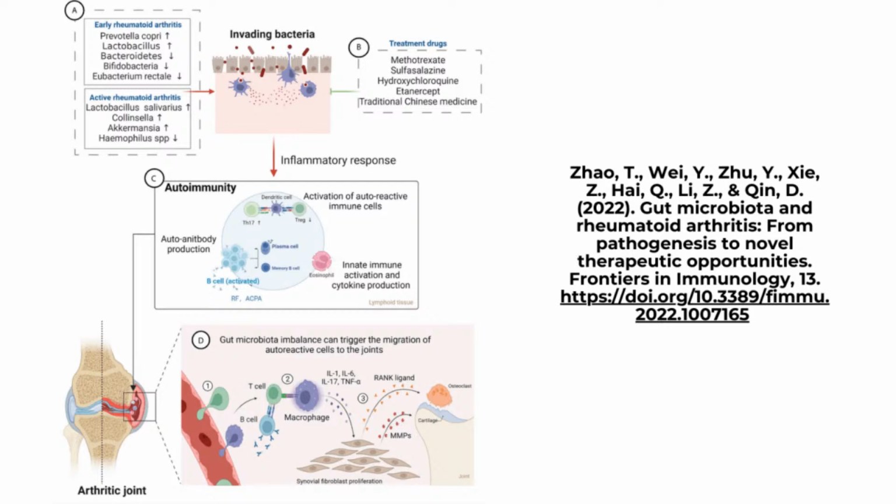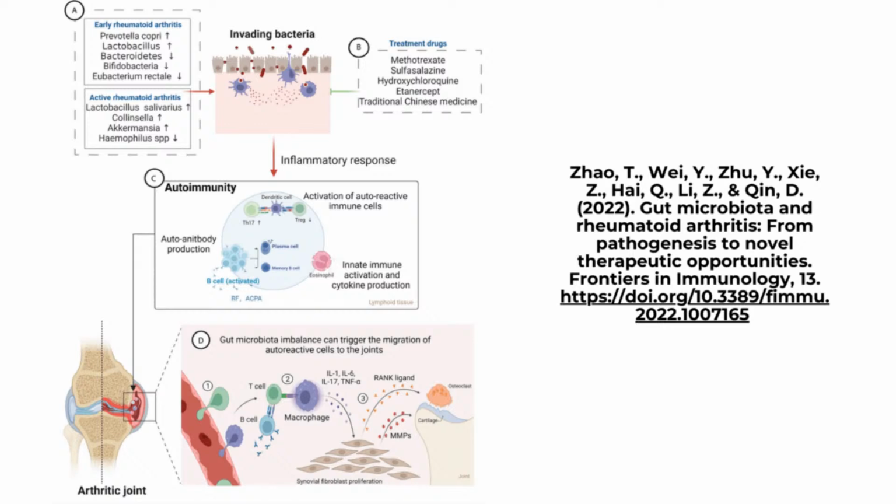And these are some of the markers that we test for. So now let's take a look at section D and how the imbalance of a gut microbiota can trigger the migration of autoreactive cells. This migration of those autoimmune cells, this is what goes into the joints. This is what can cause cartilage and bone damage. This is when you start to have the severe symptoms associated with RA.